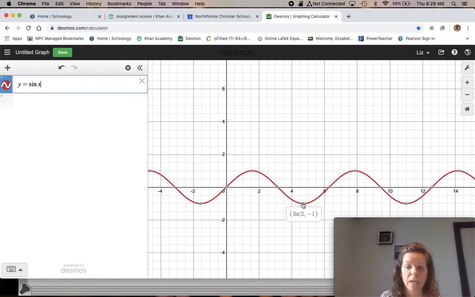Actually, what we're going to focus on today is where is this midline and the amplitude, or how tall is the graph. So this graph has an amplitude of 1. That's the height from the midline up to its high point. Okay? So it has an amplitude of 1. That's how tall it is from middle to top. And its midline is right at the x-axis there.